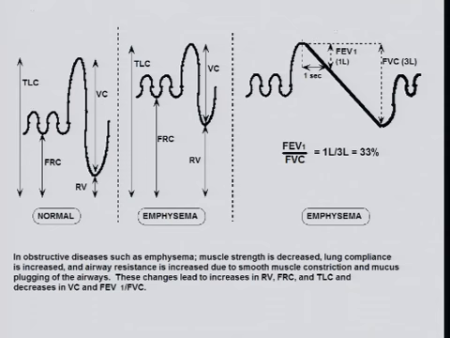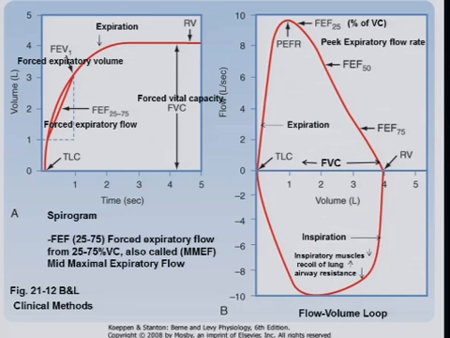So in emphysema, once again, you have to use your expiratory muscles to exhale. And once again, people with emphysema are typically very thin because they're consuming so much energy to exhale. So if you do this ratio, you can see now you're, instead of 75%, you're only at 33%. So all of these factors play into and add to determining what disease you might have.